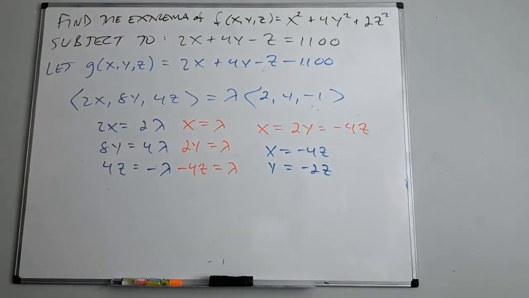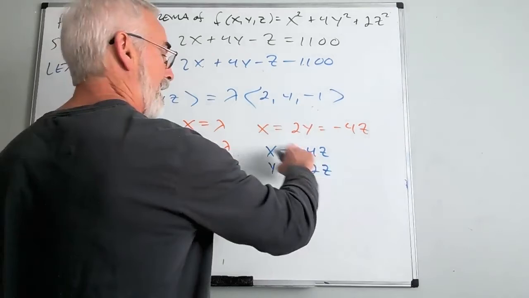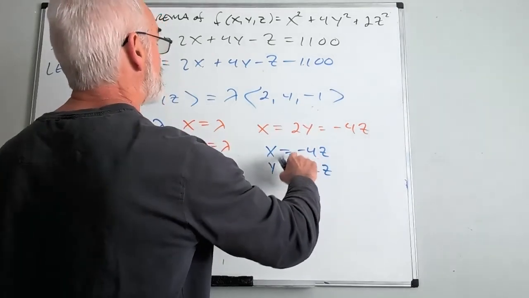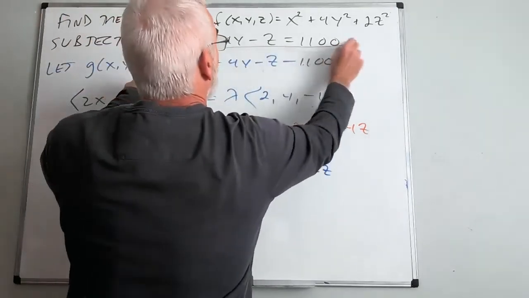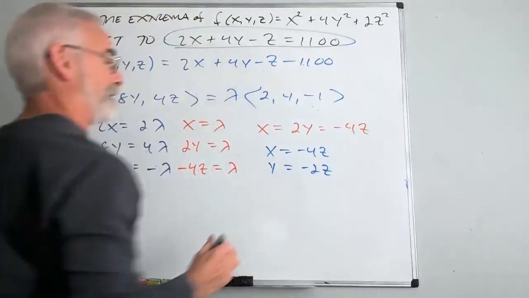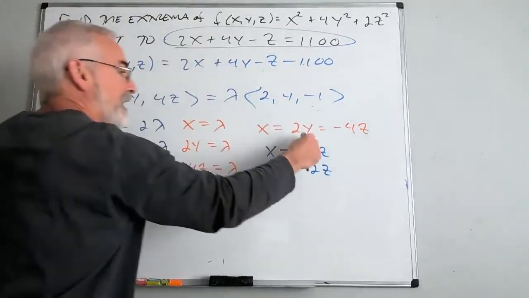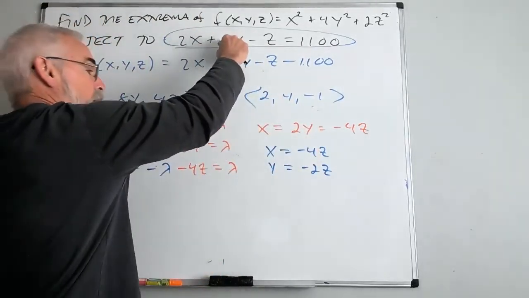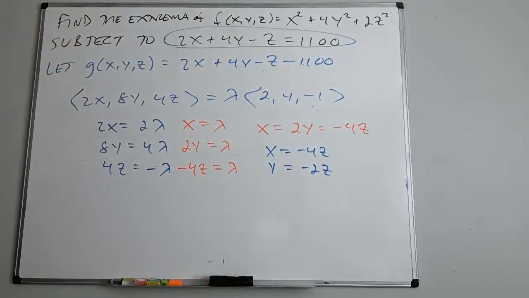Okay, because I know that is true. So again, 2y is lambda, negative 4z is lambda. So if I substitute these here, that's my equation. I'm going to replace x with negative 4z, and I'm going to replace y with negative 2z. And I think that's all I need to do in this case.